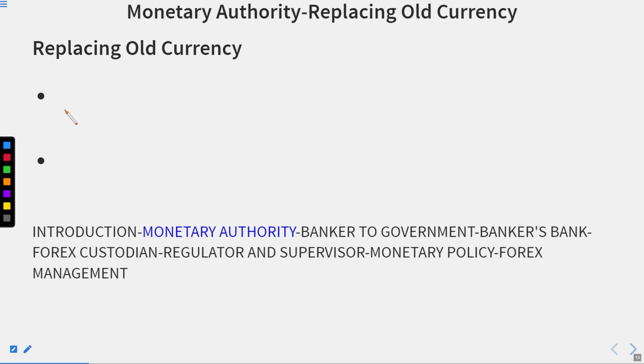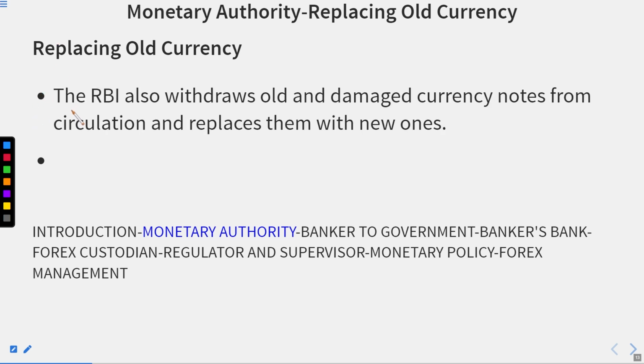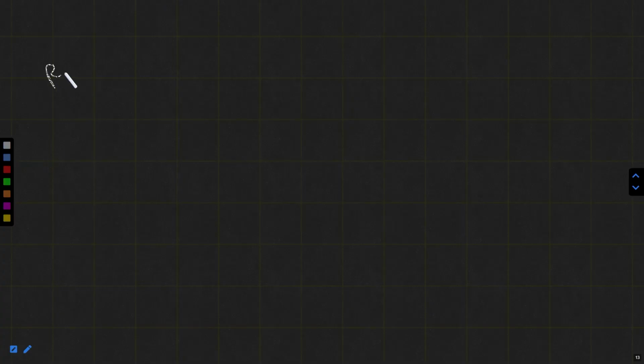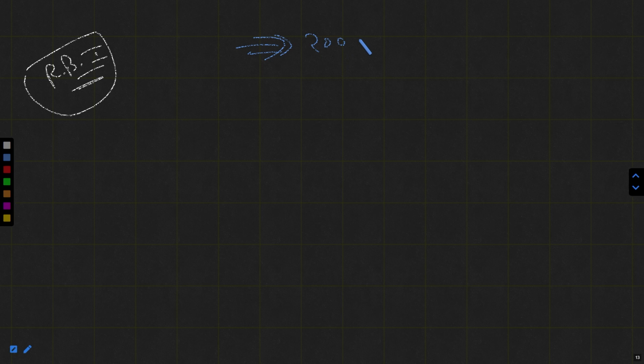Replacing the old currency: what do you mean by it? The RBI also withdraws old and damaged currency notes from circulation and replaces them with new ones. This helps in maintaining the overall quality of the currency in circulation. For example, suppose this is the RBI, and after the assessment, the RBI finds out that notes worth rupees 200 crores must be in circulation.